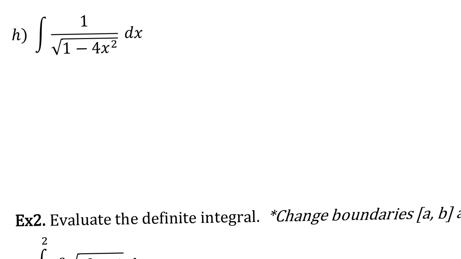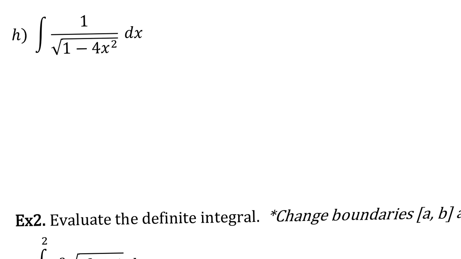Okay, let's look at h. H is kind of a special case, but let's imagine if we've been doing it the way we've been doing it: 1 over the square root of 1 minus 4x squared. I would think maybe u is 1 minus 4x squared. If u is 1 minus 4x squared, then I take the derivative of u and get negative 8x dx. There's no extra x terms up here, so there must be something else going wrong.